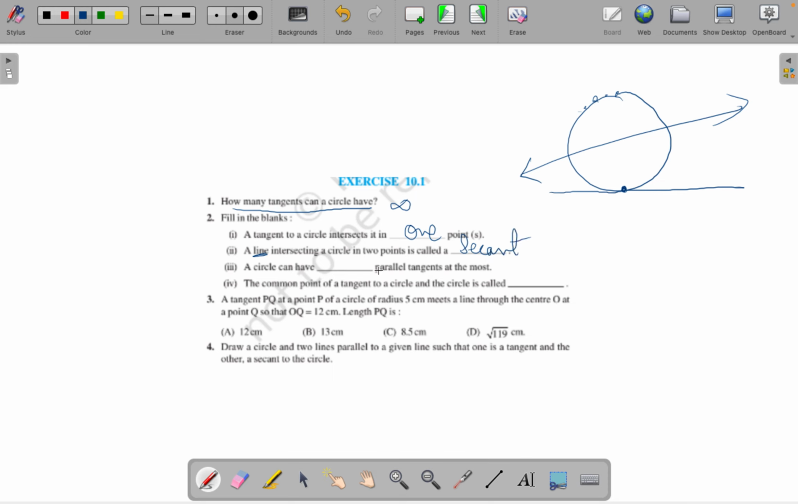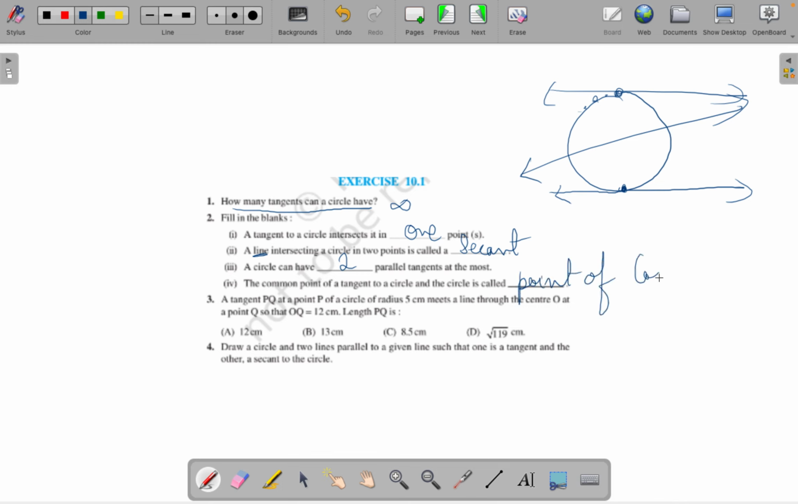A circle can have, if I make parallel tangents, obviously only one other tangent will be parallel to a given tangent, right children? So a circle can have 2 parallel tangents at the most, right? Next, the common point of a tangent to a circle and the circle is called, you know already, the point of contact.